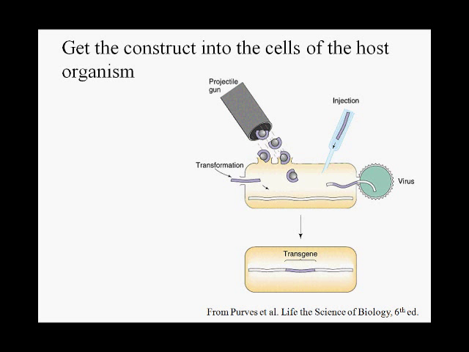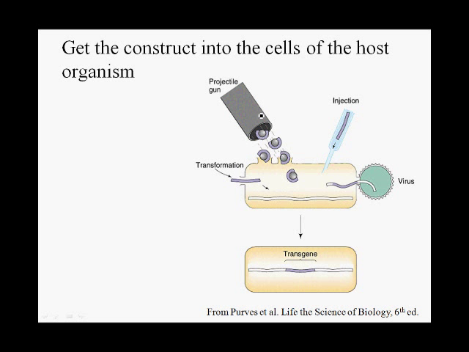So as I mentioned, transformation is one way to get a synthetic DNA construct inside cells. And that works okay for E. coli and other bacteria. But if we're thinking in terms of plant cells or animal cells, or worms or fruit flies, you can't just throw DNA onto a fruit fly larva and expect it to somehow become transformed. You have to use some other techniques.